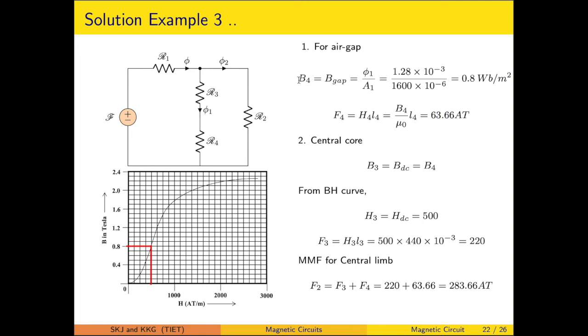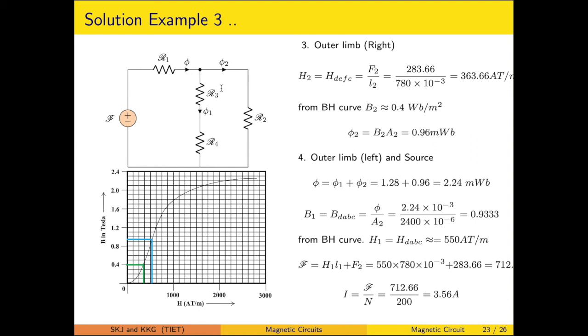Now this flux is common, so the flux density will also be common. Corresponding to the central core, the flux density will be equal to the flux density in the air gap. While making use of the BH curve, we have obtained the H from the BH curve because B is known. Let's say this is 0.8; correspondingly we have calculated that the value comes out to be 500. Once H is known, we multiply it by the mean core length to get the MMF associated with that core segment. So the total MMF for the central limb, consisting of core length and the air gap, comes out to be 283.66 ampere turns.